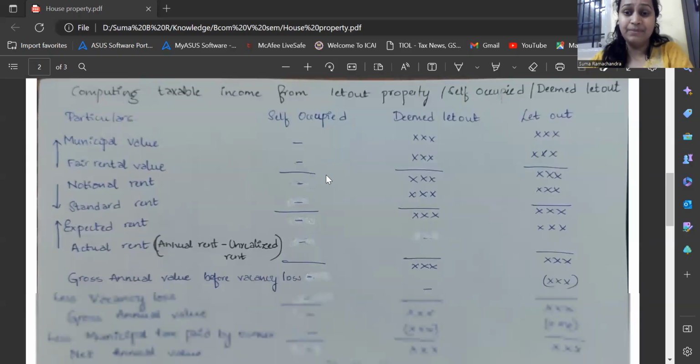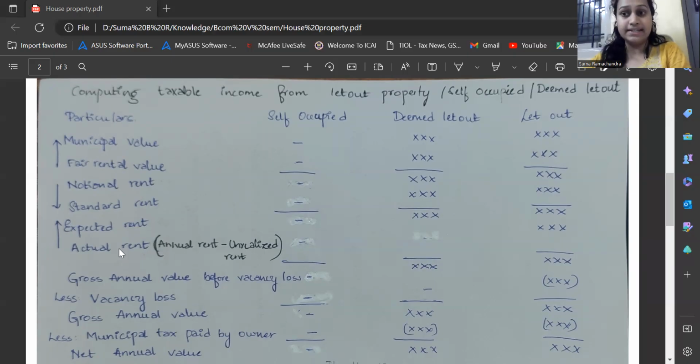The second one is deemed to be let out property. Here you will be taking the municipal value as well as the fair rental value. Whichever is higher is known as notional rent. And this notional rent is then compared with the standard rent. Whichever is lower amongst these two will be taken to the next step, which is called expected rent. And this will be compared with the actual rent. What is an actual rent? Say, for example, you're charging 10,000 rupees as rent per month. Then 1,20,000 will be your annual rent.